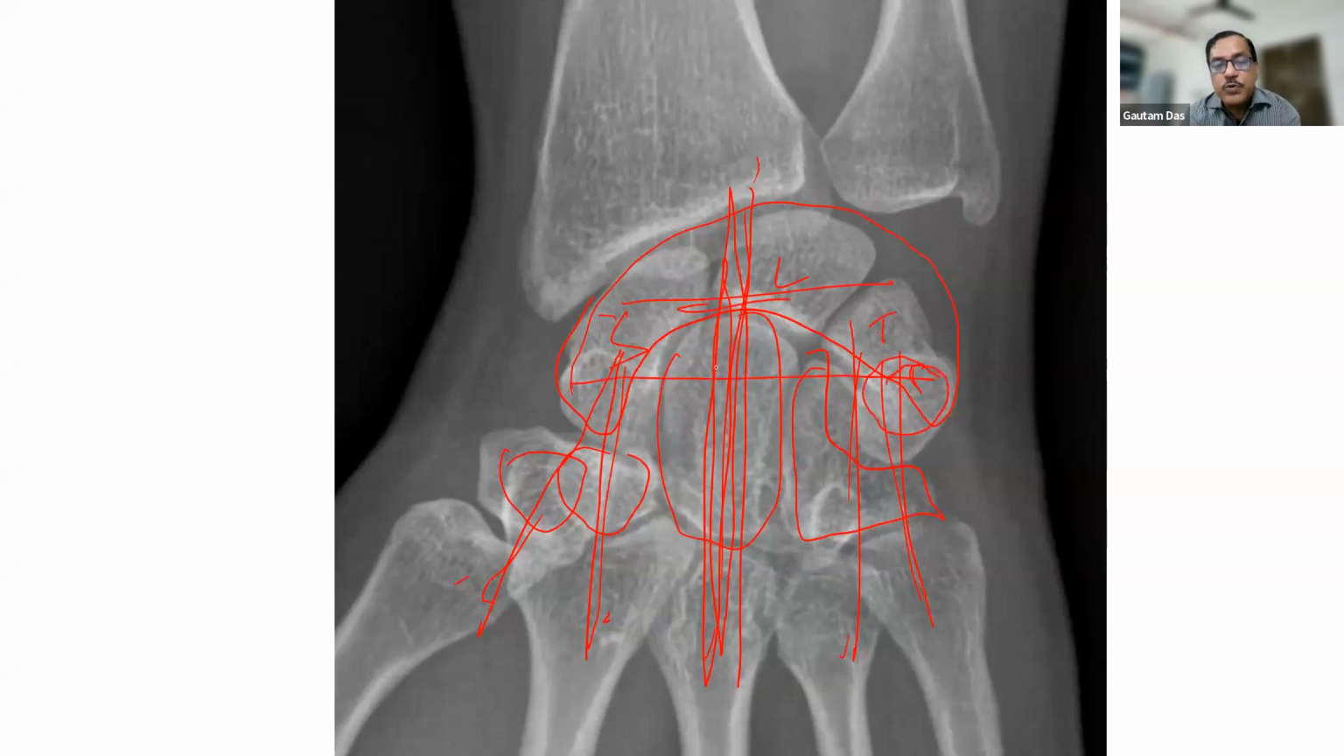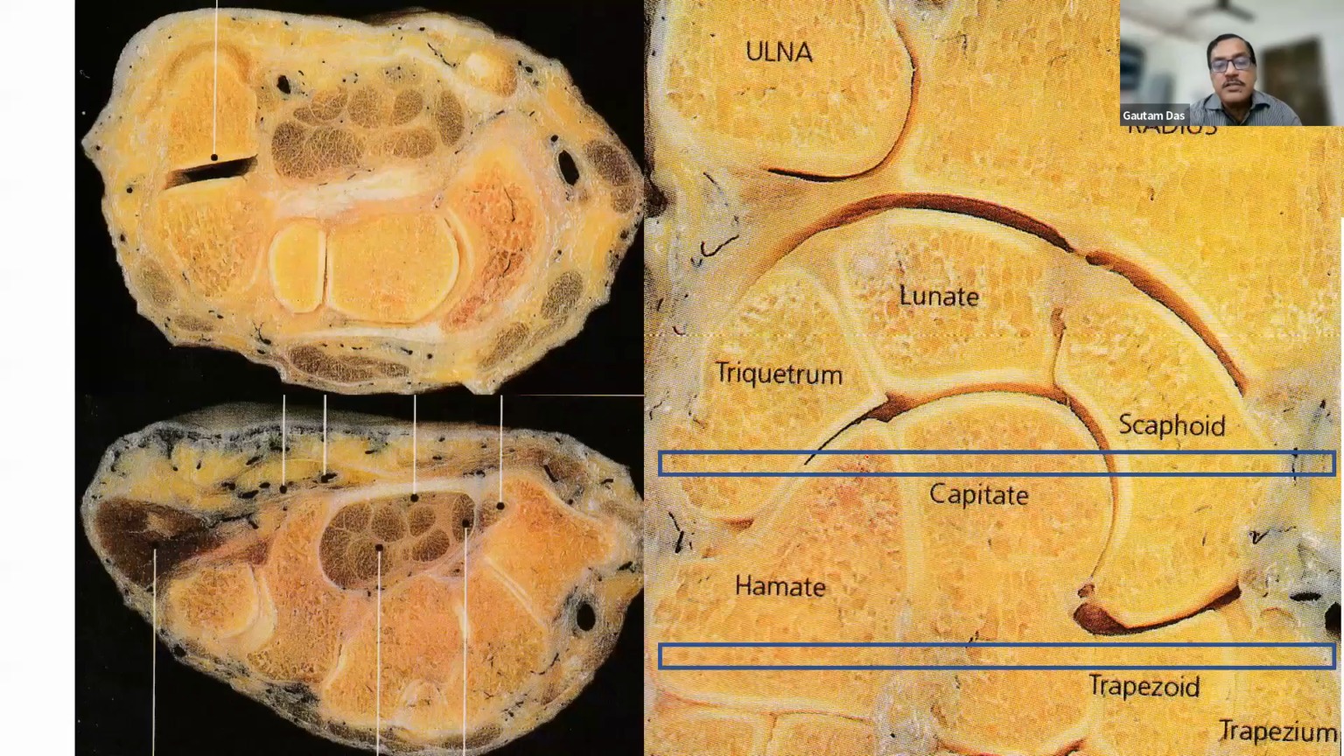One part is over the pisiform, another part is the scaphoid tubercle. So here is the proximal carpal tunnel, and here is the distal carpal tunnel. When we are holding the probe at this position, proximal carpal tunnel, one side is the pisiform and triquetrum and another side is your trapezium.